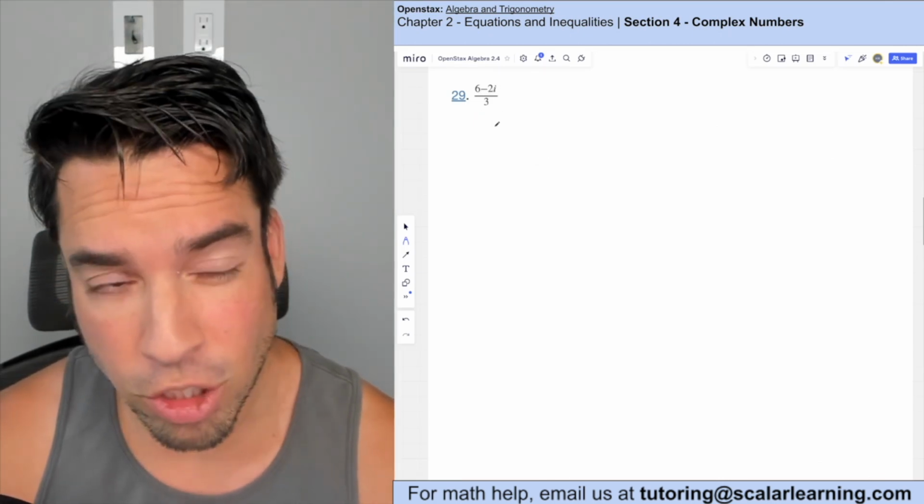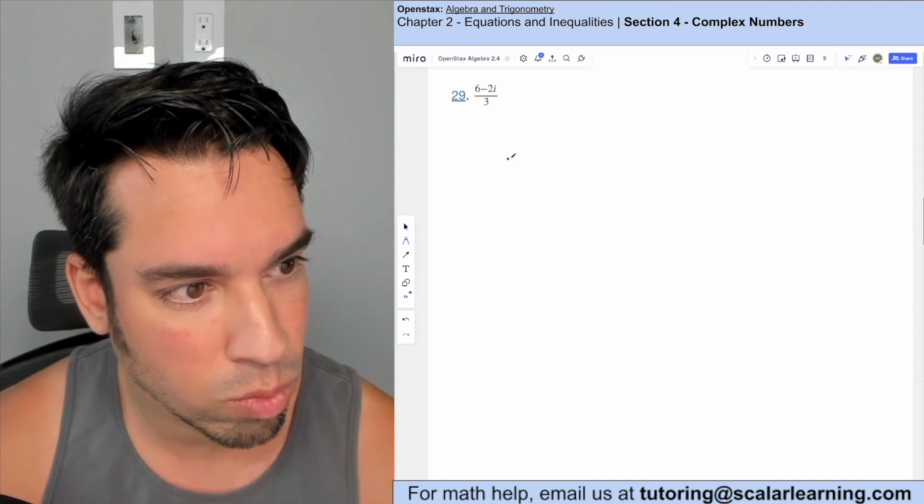So here all we're doing is we're simplifying. We're dividing this entire expression by 3. So I can break it up as 6 divided by 3, which is 2.